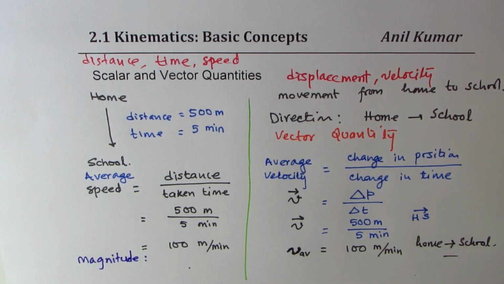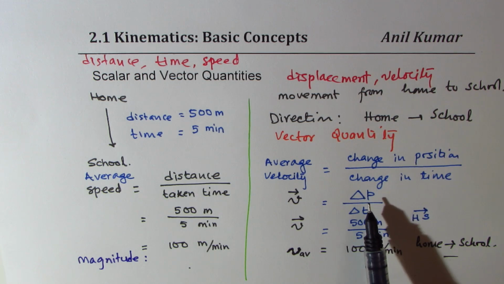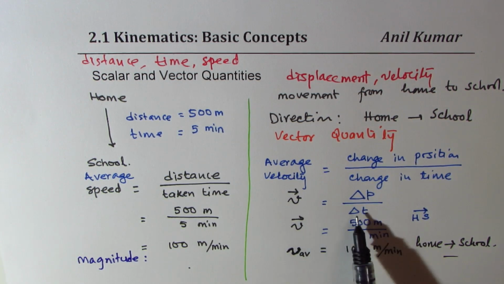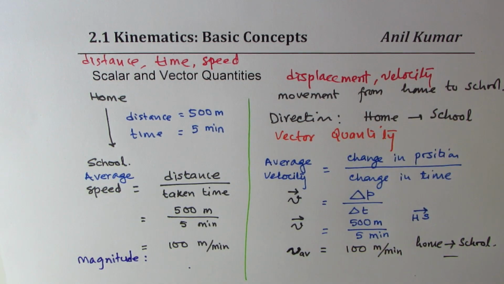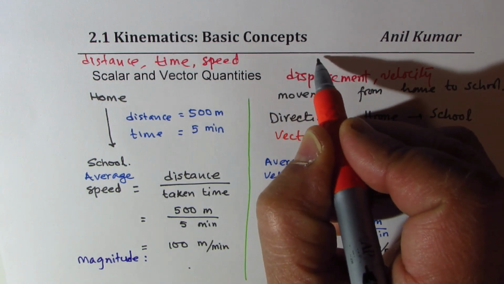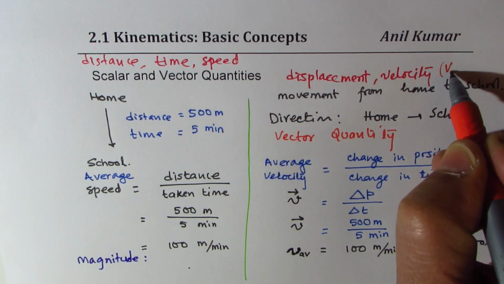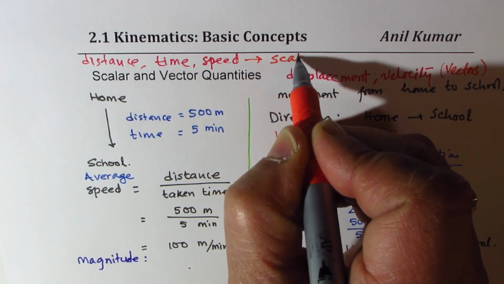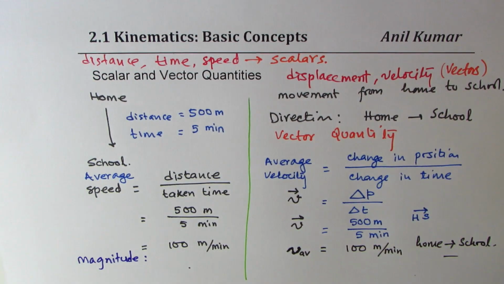You also learn one more thing here, and that is that if you divide a vector quantity by a scalar quantity, you get a vector. Do you see that? We'll talk about this also at times. So displacement and velocity will be referred to as vectors. These are examples of vectors. And these are examples of scalars, where we are only talking about magnitude. So I hope that part is clear.